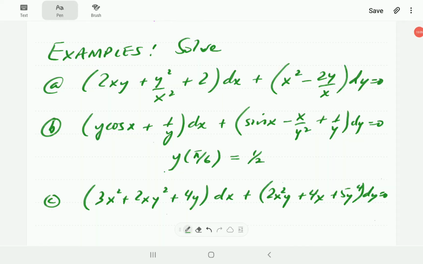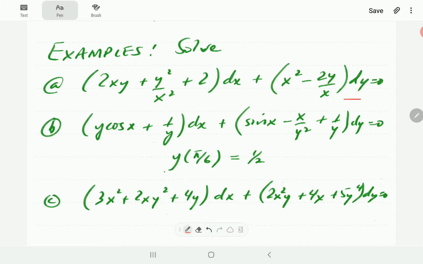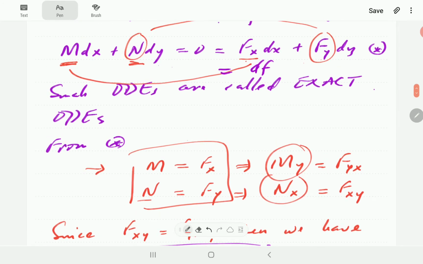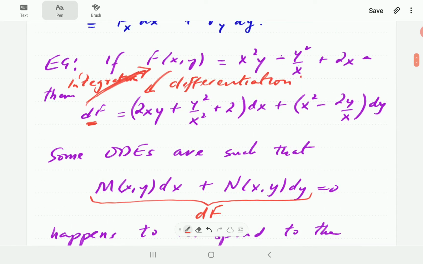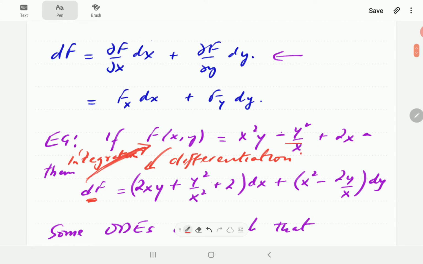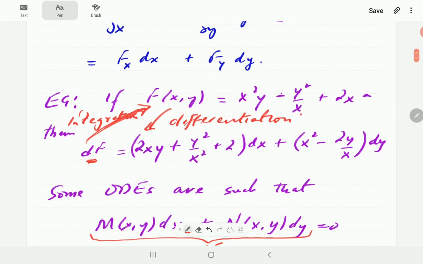All right, so we've got 3 examples here. This first example, you might actually recognize from the previous discussion, because it's exactly this total differential here. We already know the answer, but we're going to take you through the process of how to go from this back to that.